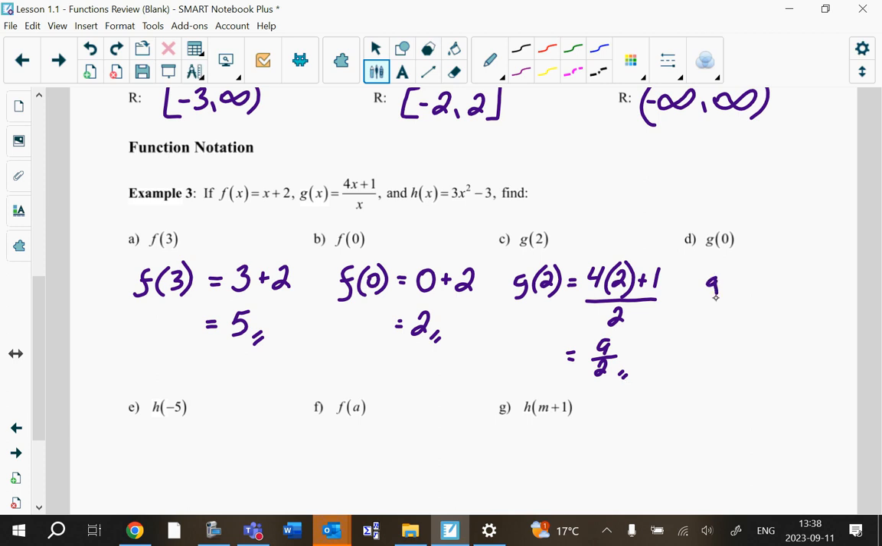For g of 0, every time you see an x, replace it with 0. Can somebody tell me what this would work out to? Sorry? Undefined, because you can't divide by 0. So it doesn't matter what's up top here, as soon as you divide by 0, it's undefined.